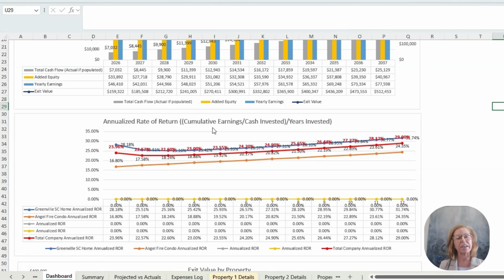So again, cumulative earnings includes market appreciation. It includes your mortgage pay down that hopefully others are paying for you in this short-term rental. And it includes your cash flow divided by your cash invested, what you put in at the beginning of all of this, divided by your years invested. So look at these numbers. They're 16 to 18 to 20%, all the way up to 23 and 24 for the Angel Fire condo. That's the lower one. And then the Greenville, South Carolina house is even higher with 28% all the way to 31%.